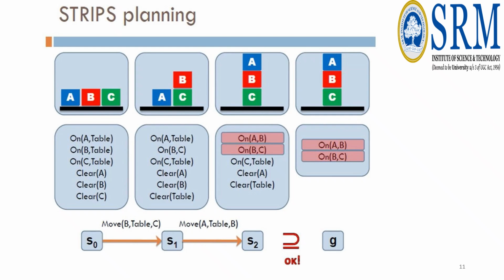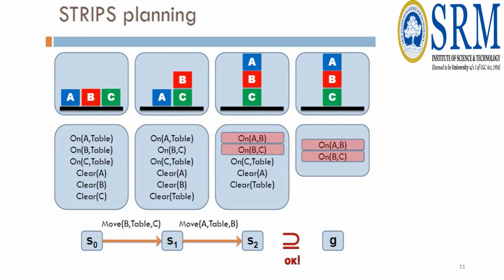Initially, while representing the STRIPS planning, we have a particular representation of the language that can be represented as on of A comma table, on of B comma table, on of C comma table. Now we have clear for each of them: clear A, clear B, clear C. So at the initial state S0, your ultimate task is to have A on top, B in the middle, and C at the bottom, on the surface of the table.